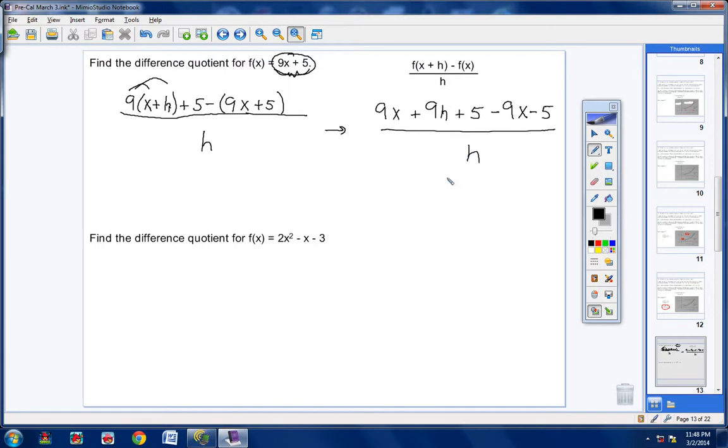Now watch what happens next. Your positive 9x and your negative 9x would cancel. Your positive 5 and your negative 5 would cancel. And you're left with 9h over h. 9h over h, your h's would cancel, and you did it. You found the difference quotient for this function, and the answer is 9.